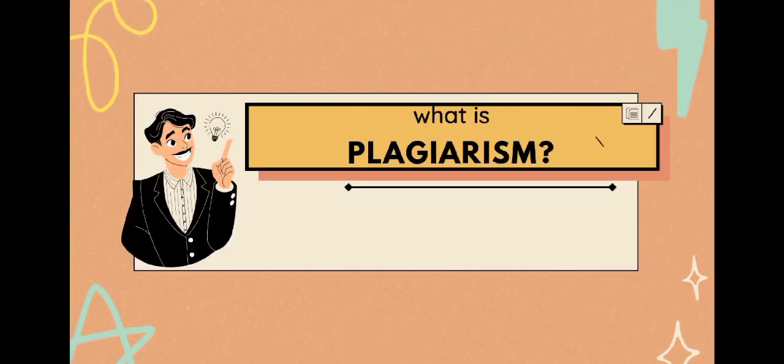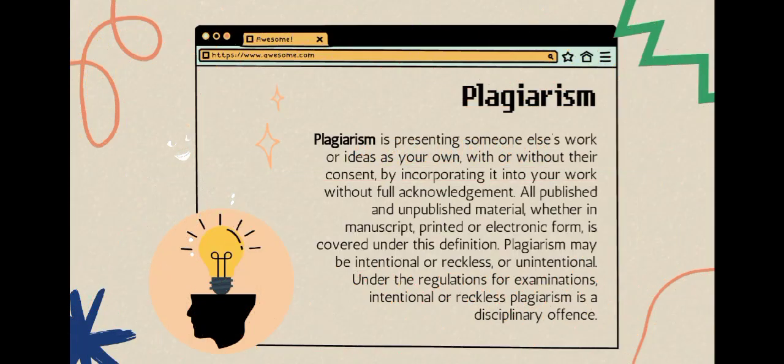Now you wonder what our topic is all about. Our topic is about plagiarism. So what is plagiarism? Plagiarism is representing someone else's work or ideas as your own, with or without their consent, by incorporating it into your work without full acknowledgement.